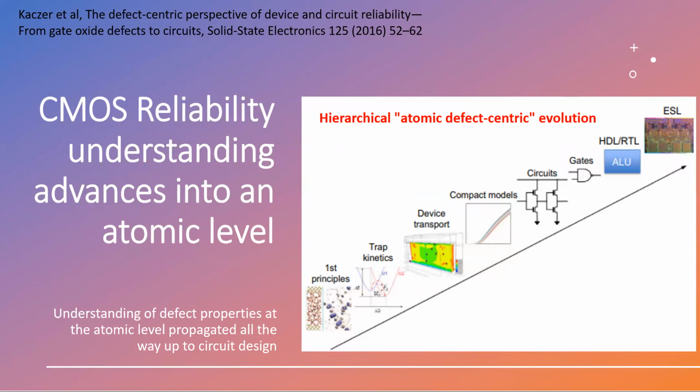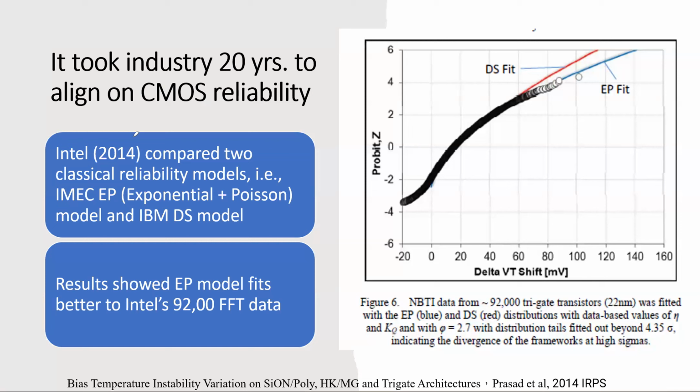There's a famous war going on between IBM and IMEC in terms of what exactly the defect model looks like. This picture shows that this EP fit is a better fit compared with DS. They are pretty good in the early part, but at the tail end, EP fits better. This is what Intel did in 2014 at IRPS. They show that they don't know which one is good, which one is bad.